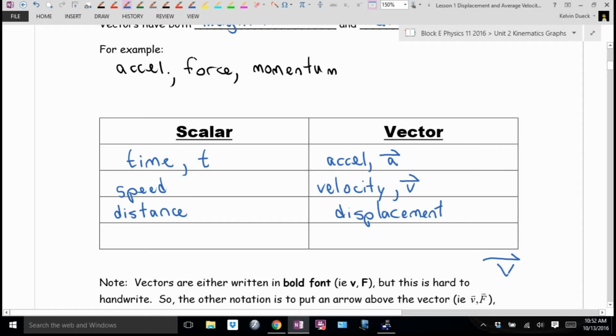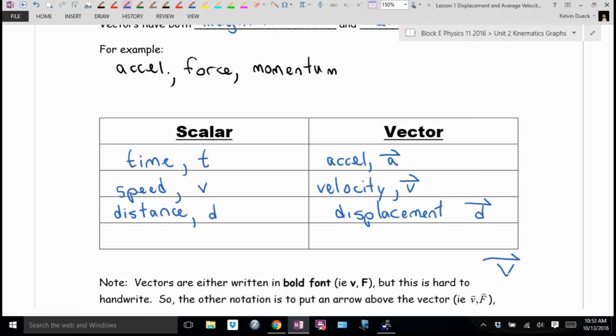The symbol for velocity is V with the vector. The symbol for speed is V without the vector. It's velocity minus direction, speed. The symbol for displacement is D with a vector. The symbol for distance is D, no vector. By the way, that's technically wrong, and I'll explain that to you in a couple of seconds. But when you want to show that it's a vector, we put an arrow on it.